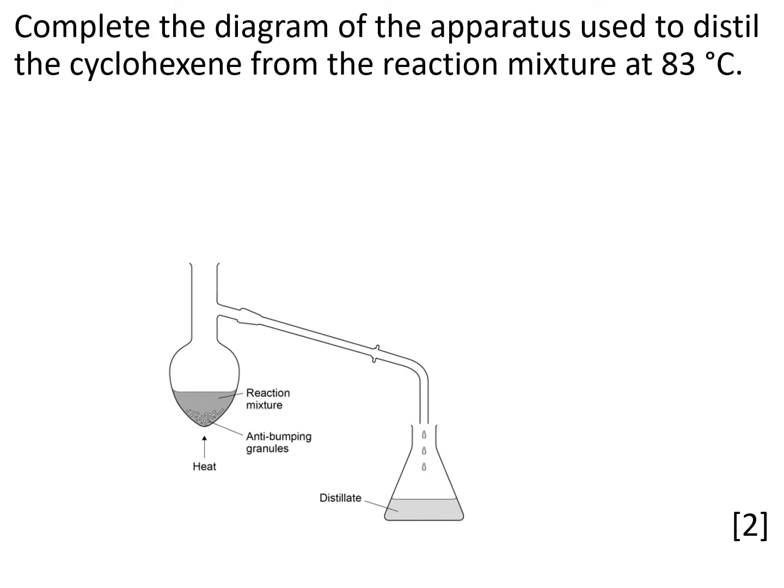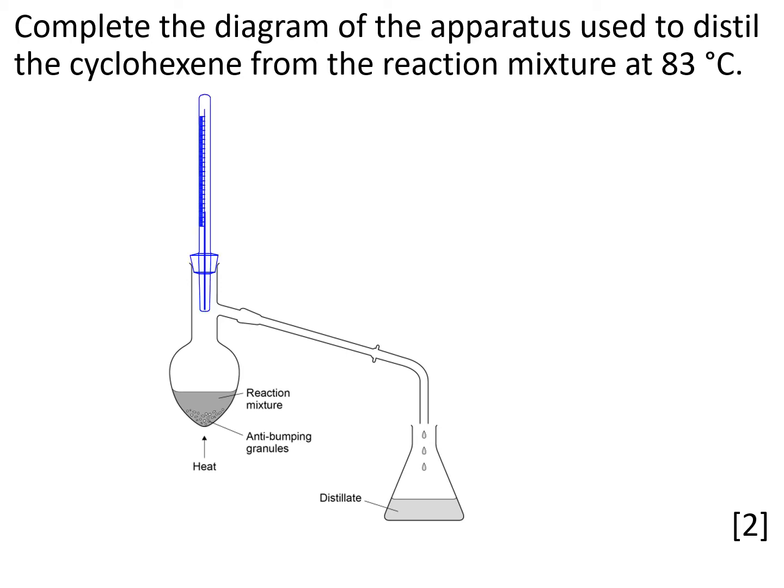Okay, so we've got part of a distillation apparatus shown and we need to complete the diagram. Although it doesn't tell us in the question, the cyclohexanol will have a higher boiling point than the cyclohexene. Cyclohexanol can make hydrogen bonds, whereas the cyclohexene cannot. So we need to just add the apparatus.